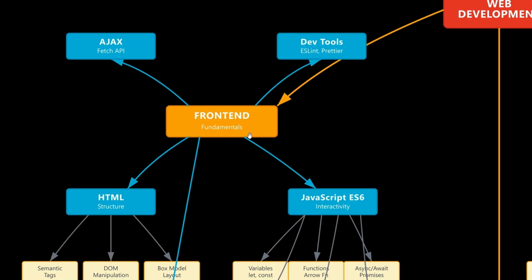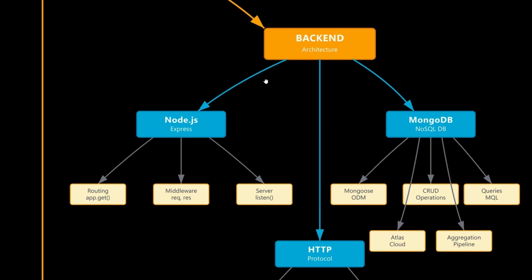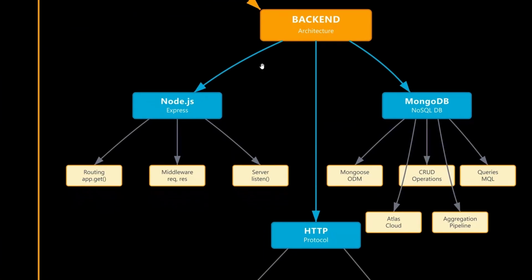That's the complete front end. Now let's jump to the back end. So here, the backend is the server, the part users don't see, but which is absolutely critical. This is where we handle business logic, authentication, database operations, and more.